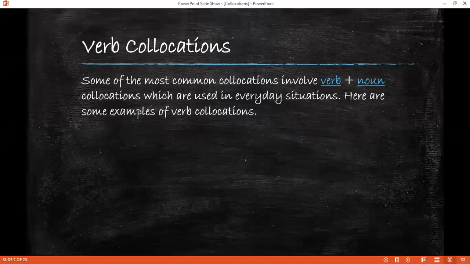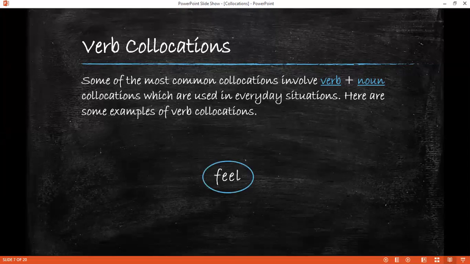Before we see more examples, there are different types of collocation. A noun plus noun collocation, a verb plus noun collocation, an adjective plus noun collocation. So there are different types of collocation, but in this lesson we are going to study verb collocation. Some of the most common collocations involve verb plus noun, used in everyday situations. Here are some examples of verb collocations.